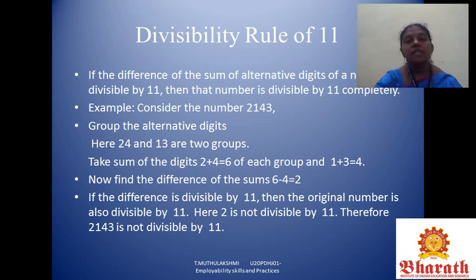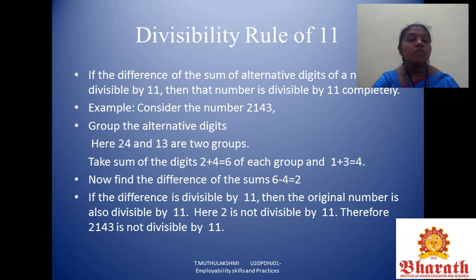So next rule, divisibility rule of 11. If the difference of the sums of alternate digits of a number is divisible by 11, then that number is divisible by 11 completely. For example, consider the number 2143. First you group the alternate digits. Here 2 and 4 are alternate digits. Another group of alternate digits is 1 and 3. So 2, 4 and 1, 3 are two groups.